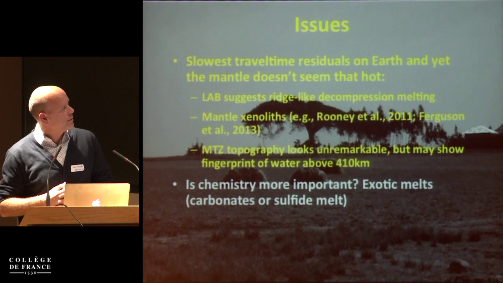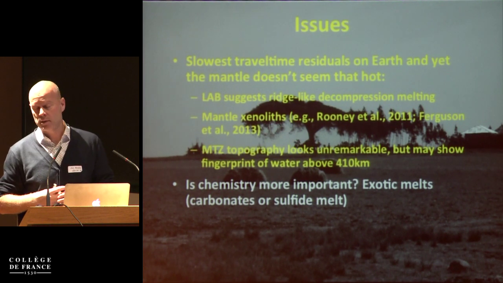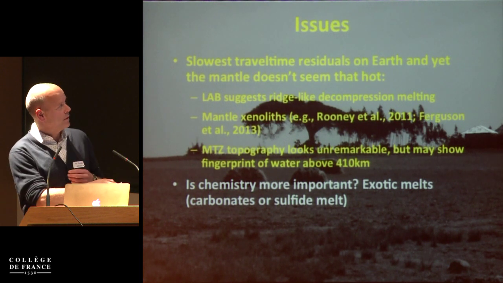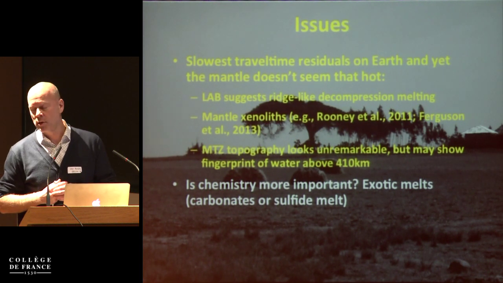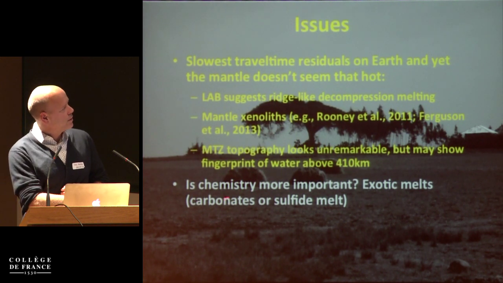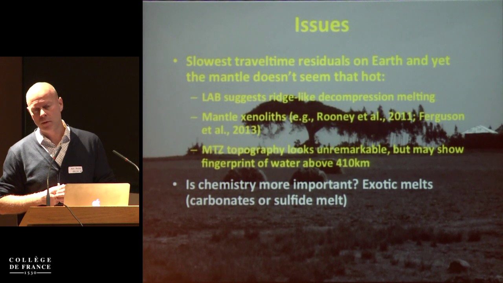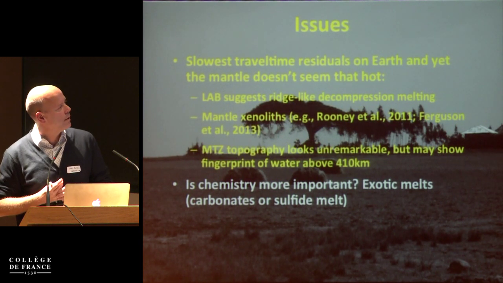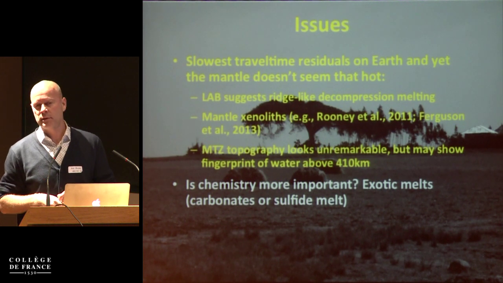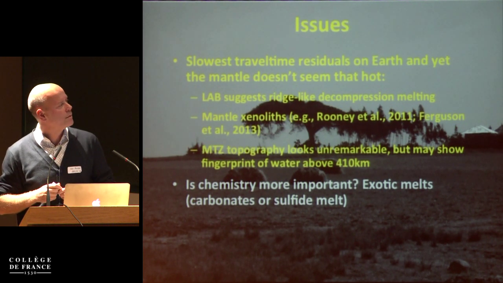And again, we've got mantle transition zone topography that really looks unremarkable, very PREM-like. But there's maybe evidence of the fingerprint of water or partial melt above the 410. And it does sort of, I think, raise the question, is chemistry perhaps more important than thermal issues in this area? And are we looking at maybe the effect of exotic melts, carbonates and sulfides and other features?